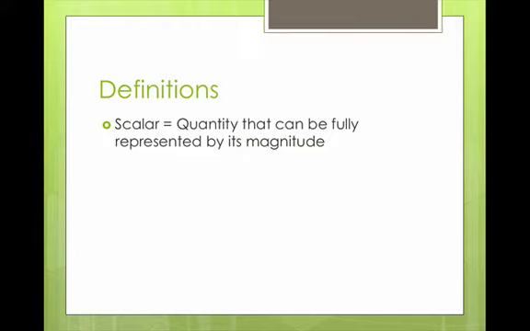A scalar is anything that you can fully represent, or give all the information about, just by giving its magnitude. And the word magnitude, by the way, means size or amount or largeness or smallness. It's just like how big or how much. So an example of a scalar would be something like, hey, how many cars are parked on your street?